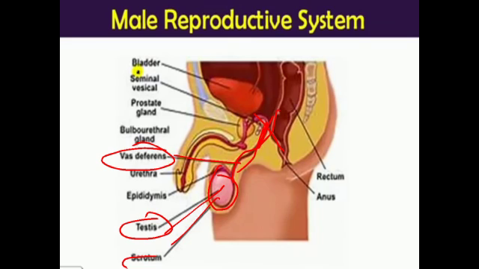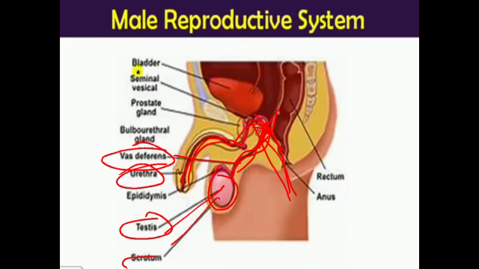So the urethra thus forms a common passage. As you can see, this is the urethra. Here this is the tube of the vas deferens and this is the tube of the urethra, and here it unites. So they form a common passage for both the sperms and the urine. From here it moves out.